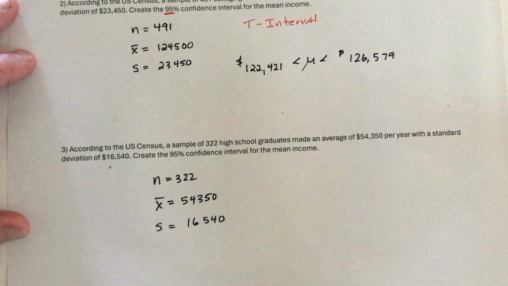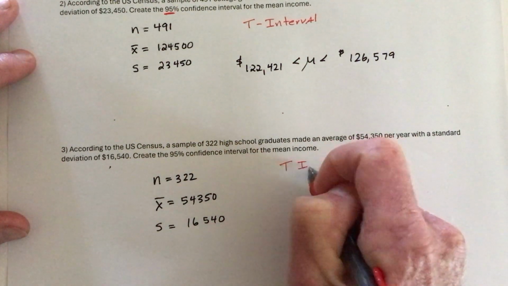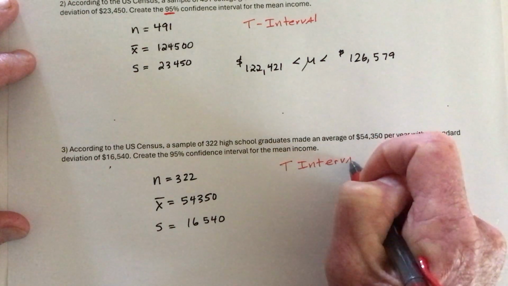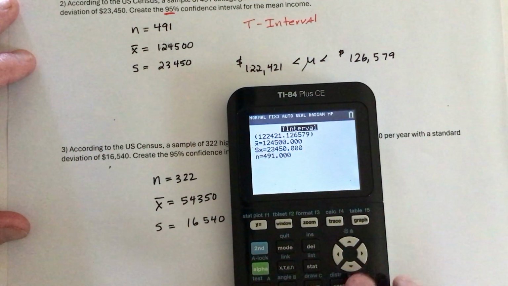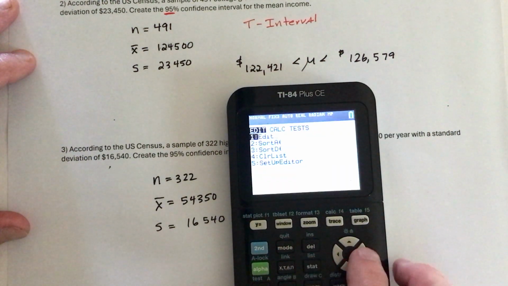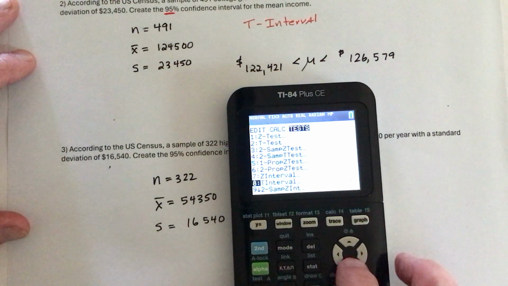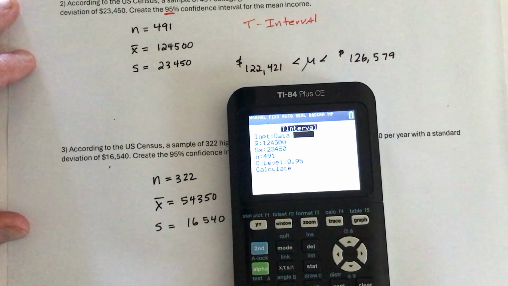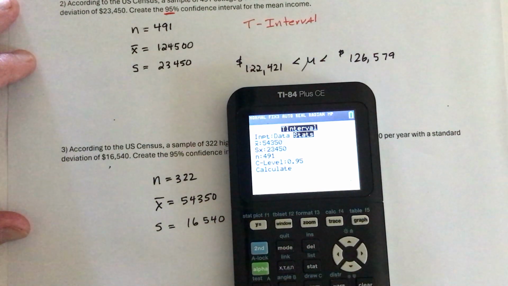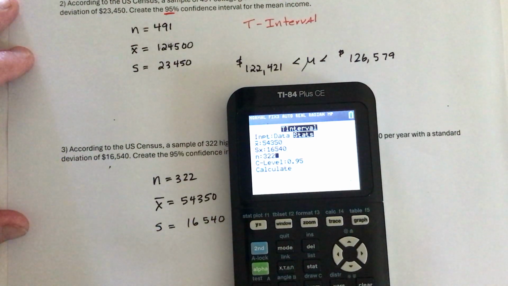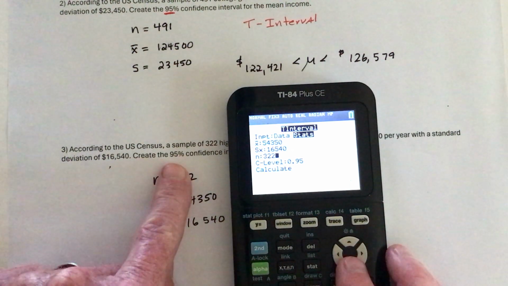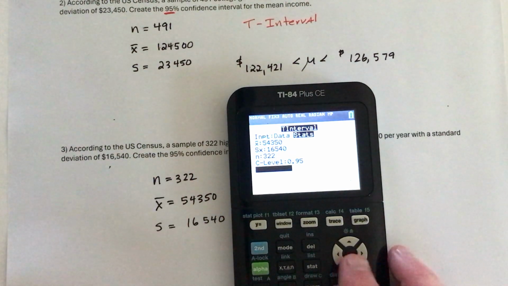And then again, use the t-interval. And let's see how much money they make. So go to Stat, Tests, and then the t-interval. So this is now, the x-bar is 54,350. The standard deviation 16,540 based on 322. And it also says use 95% level of confidence, so leave that the same.